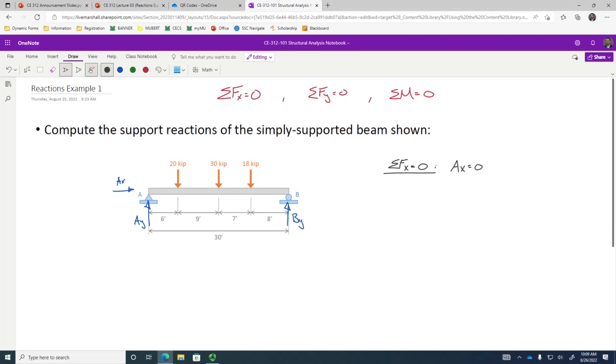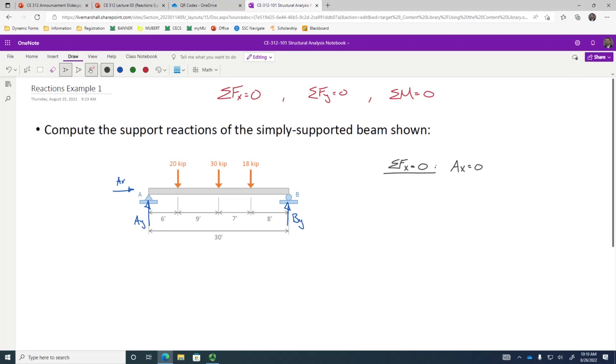Now, typically when you sum moments, what you want to do is sum moments at a location that eliminates as many unknowns as possible. In other words, sum moments at a place where one of your unknown forces pass through that point. So for this problem, I would choose to sum moments at either A or B. For example, if I sum moments at A, I do not need to consider AY because it passes directly through A and generates no moment. Everybody okay with that? Okay, so we're going to sum moments at A.